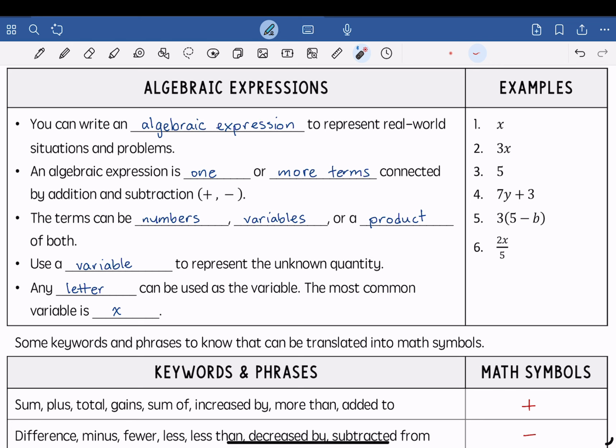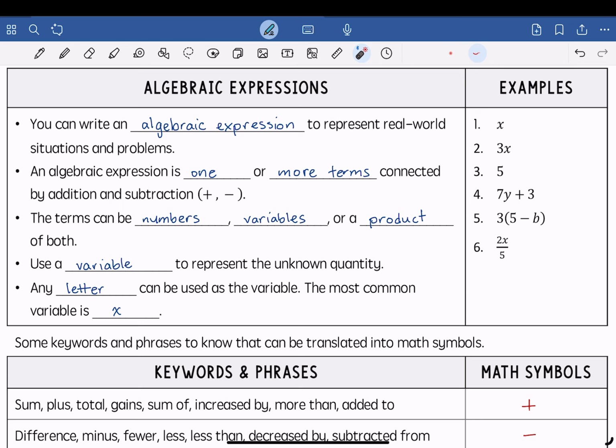An algebraic expression is one or more terms connected by addition and subtraction. So here's an example of one term, and here's an example of two terms. First term, second term. The terms can be either numbers, variables, or a product of both.